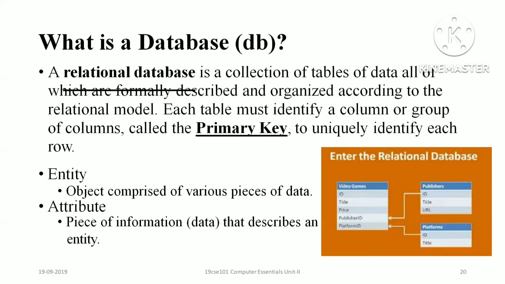Now let's talk about attributes. In short, I'll tell what is different between entities and attributes. Attributes are the pieces of information, that is data, that describe an entity. Simply, we can also say an entity is represented by a set of attributes, and attributes are descriptive properties possessed by each member of an entity set. And for each attribute, there is a set of permitted values that is called the domain.